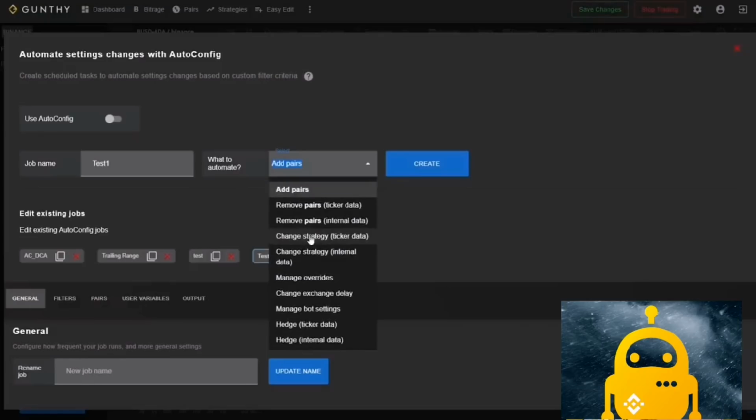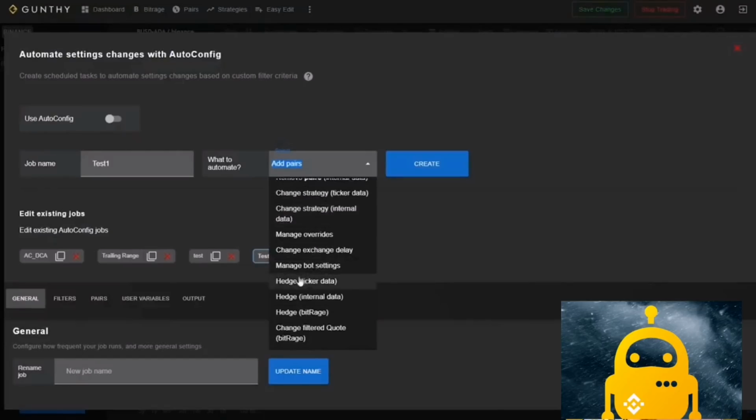So let's say that I have a strategy for a bull market and a strategy for a bear market. Then I can run a filter and I can say, okay, if Bitcoin has gone up 10% in the last 24 hours, then I want to run my bull strategy. And if it's gone down, then I want to run my bear strategy. Or I can do many things like this. I can decide to hedge. Basically, the options are limitless for auto config.